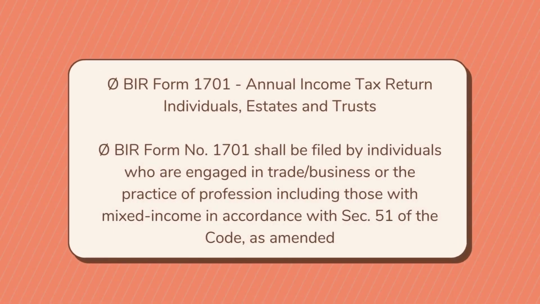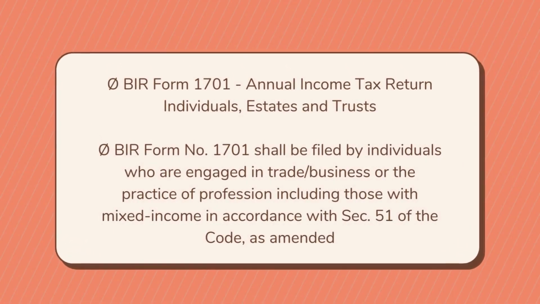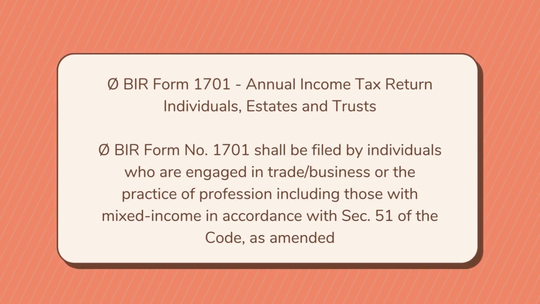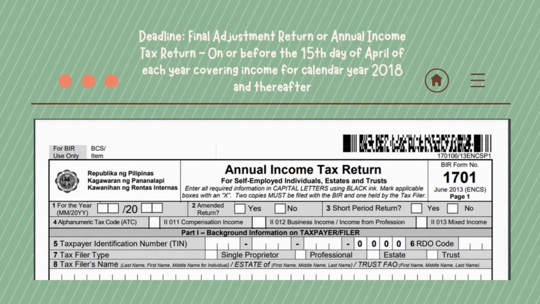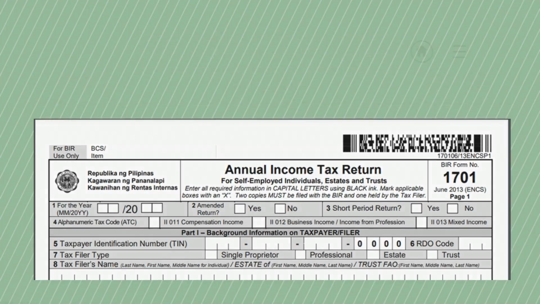BIR Form 1701, Annual Income Tax Return for Individuals, Estates, and Trusts. BIR Form number 1701 shall be filed by individuals who are engaged in trade or business or the practice of profession, including those with mixed income, in accordance with Section 51 of the Code as amended. The deadline for the final adjustment return or annual income tax return is on or before the 15th day of April of each year, covering income for calendar year 2018 and thereafter.